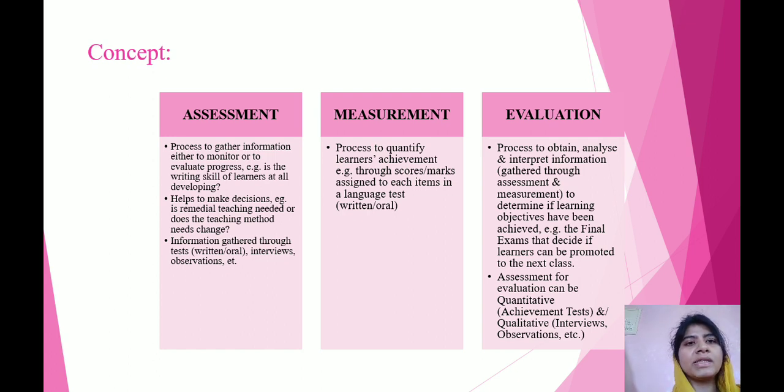For example, if I say that Vikas has performed in English language better than Rahul, that means Vikas's score is more than Rahul's. Let's say Vikas has scored 80 and Rahul has scored 50. So I'm assigning numbers to that achievement, and based on that I'm evaluating them. So that's what measurement is, assigning numbers.